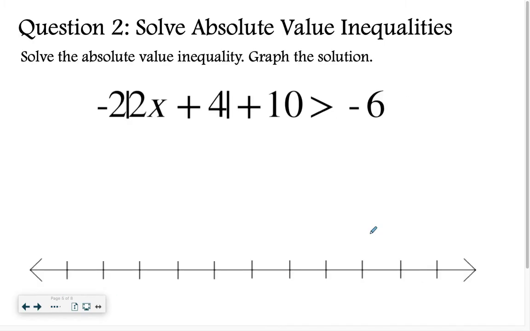All right, I want you to try to solve this problem on your own. I'll give you a hint, though. Remember, you need to get the absolute value all by itself before you can split into case 1, case 2. Good luck.